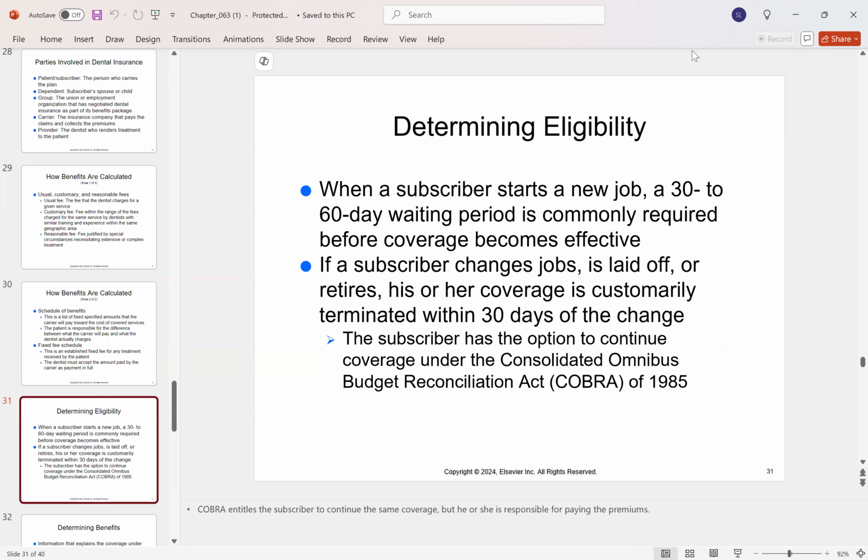When a subscriber starts a new job, they typically have a 30 to 60 day waiting period before they can become eligible for the insurance. If the subscriber changes jobs or is laid off or retires, their coverage is usually terminated within 30 days.